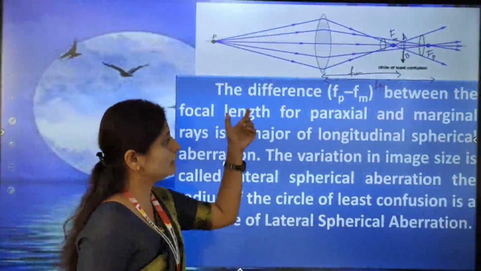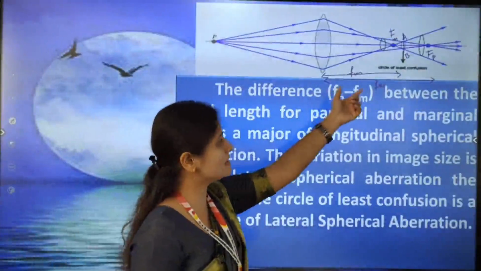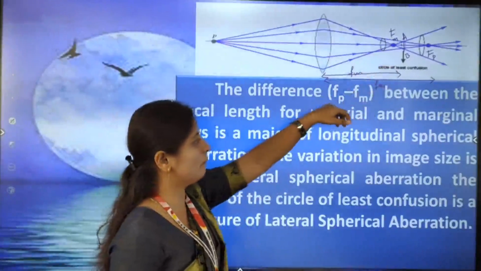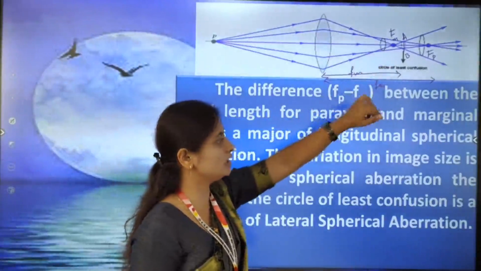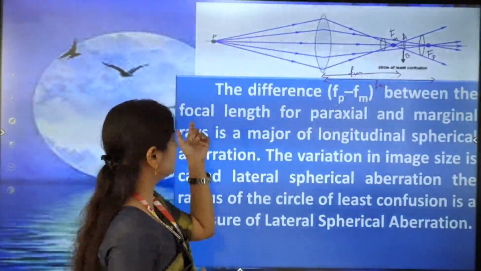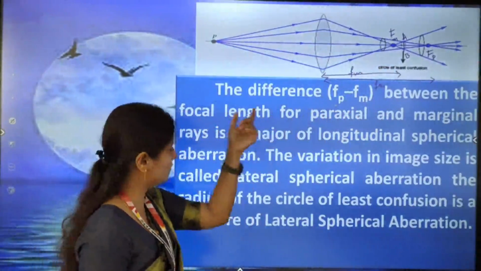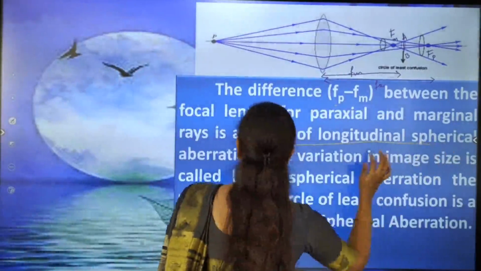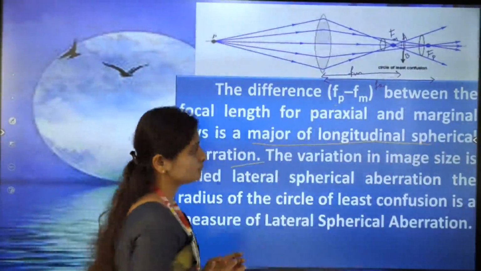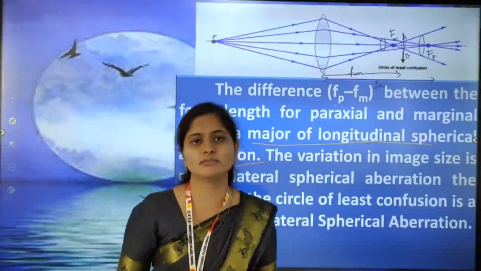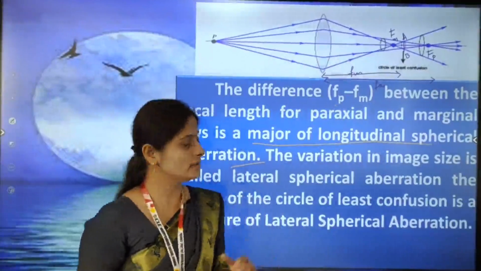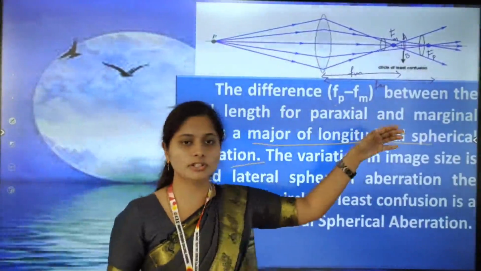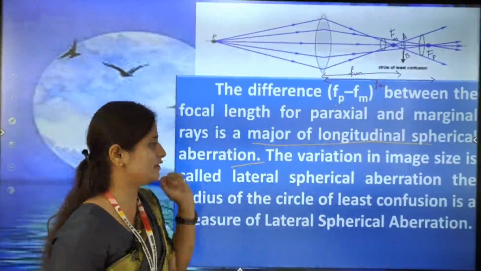See here, the difference FP minus FM. So we are finding the difference between the paraxial rays and the marginal rays. The difference between the focal lengths for the paraxial and the marginal rays is the measure of longitudinal spherical aberration. So suppose we find the difference between the paraxial and the marginal rays, this is the measure of the longitudinal spherical aberration.